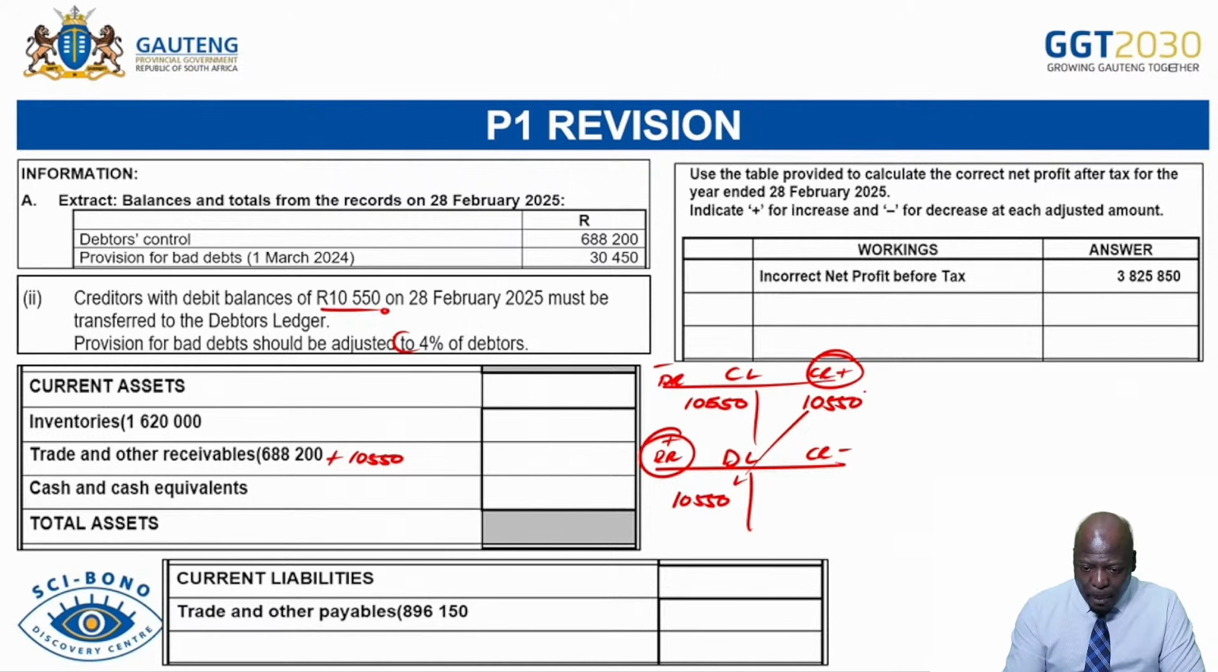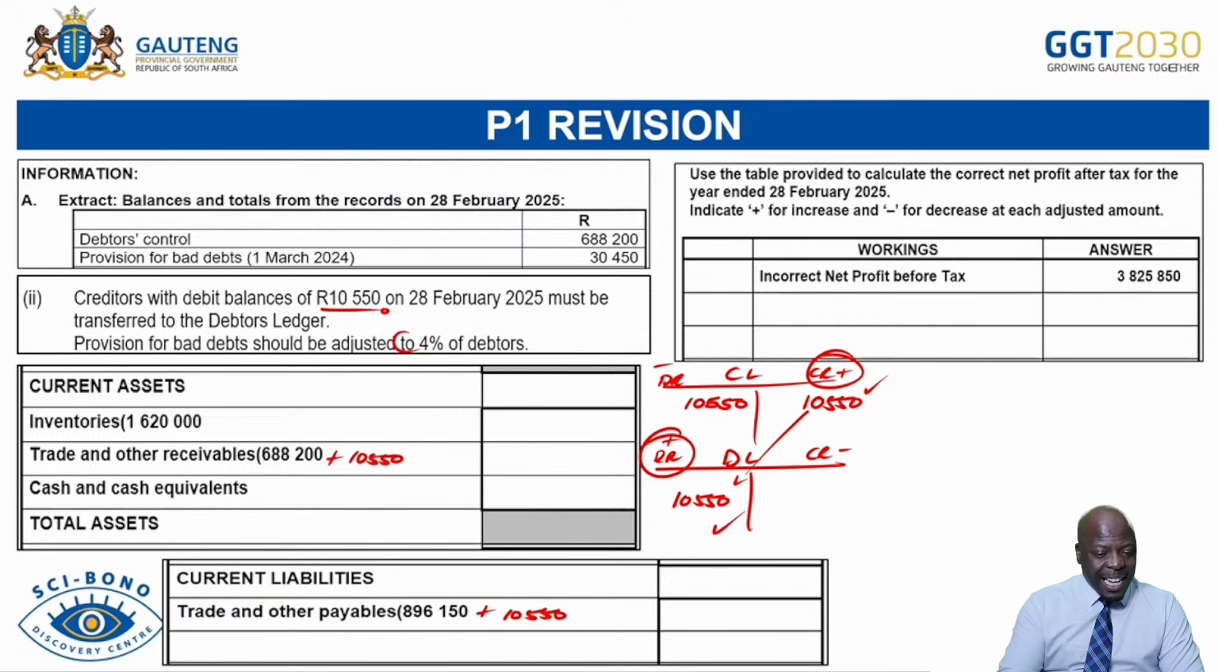And the next one, I'm going to go to trade and other payables. Then I'm going to say plus 10,550. So I've recorded these two amounts. The biggest temptation is your mind is going to tell you, edit somewhere and subtract it somewhere. No. And you need to practice because these transactions come very different.